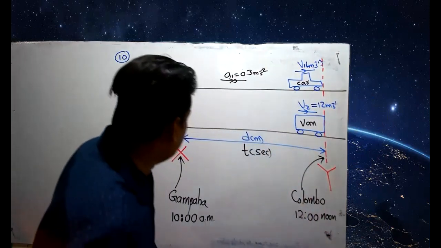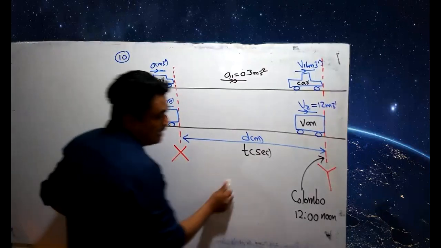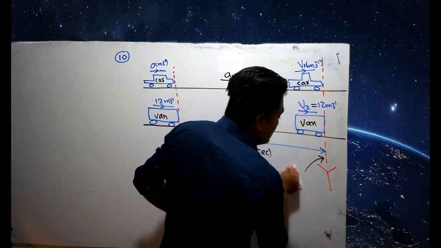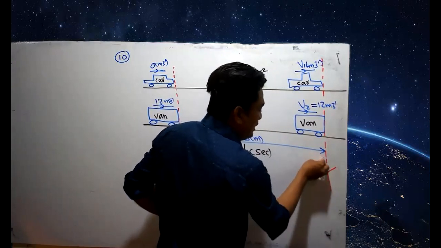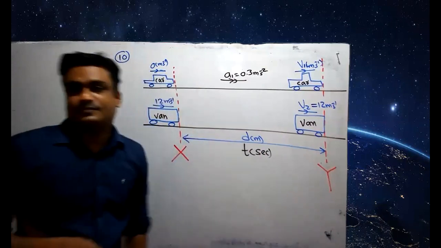Draw the figure, but here no need to mark Gampaha and Colombo. I just used them to explain to you, but X and Y are needed. So just draw the figure and tell me once you have completely drawn it. After that, let's go to the discussion. Start.